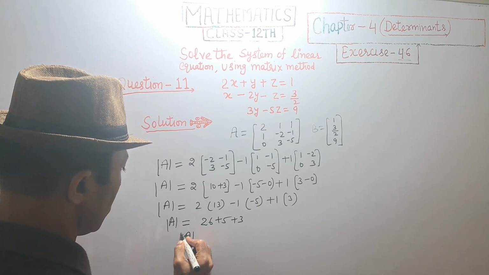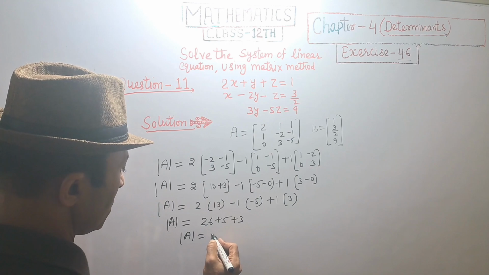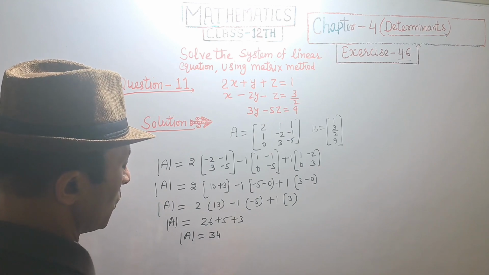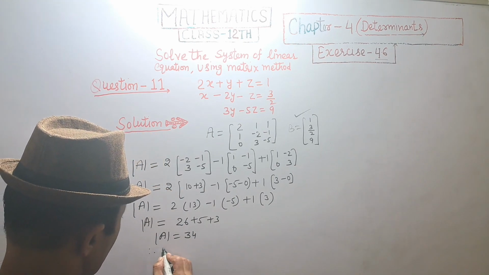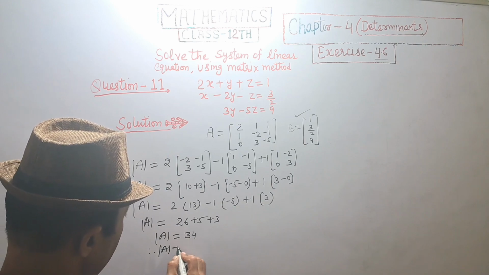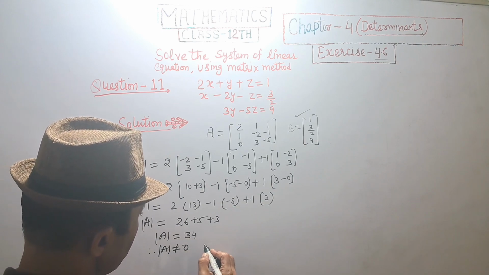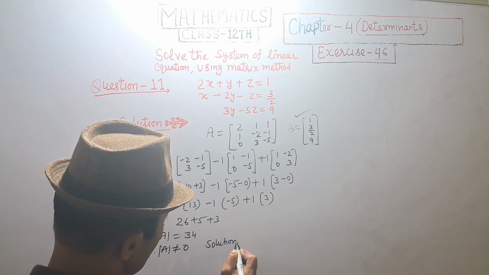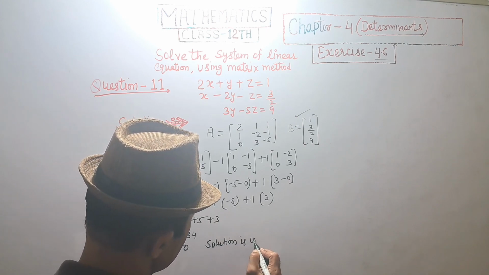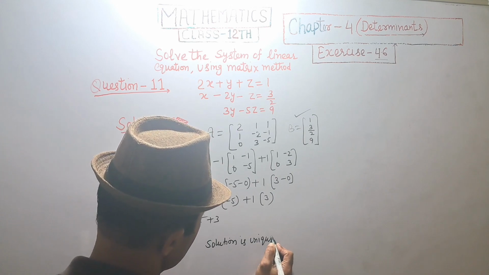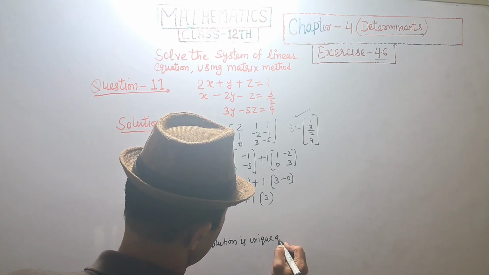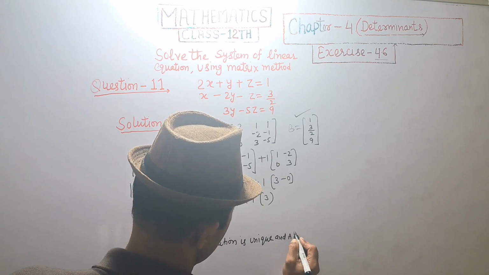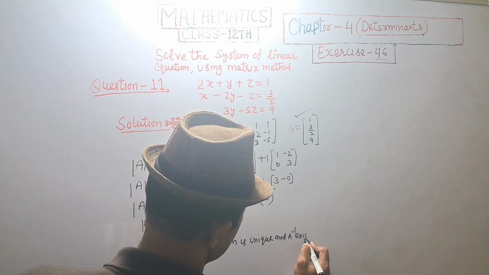Then the determinant of A is equal to 34. So the determinant of A is not equal to 0, the solution is unique, and A inverse exists.